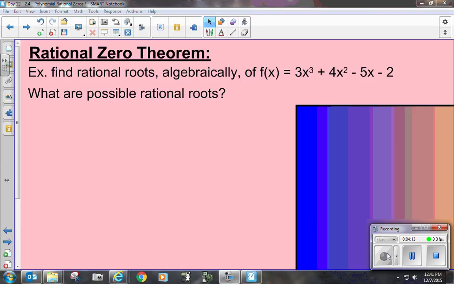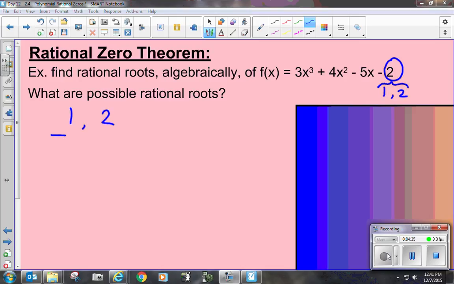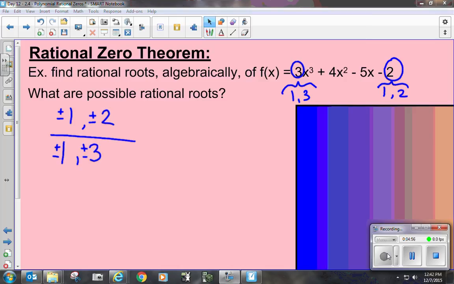Find rational roots algebraically of f of x equals 3x cubed plus 4x squared minus 5x minus 2. So what are the possible rational roots? All right? Well, I take the factors of my last term. The only thing that multiplies to give me 2 is 1 times 2. So I take 1 and 2, and they are on the top. Again, plus and minus, right? What are the possible rational roots? Well, it's the factors of the last term over the factors of the first term. And the only way we get to 3 is 1 times 3. So what are the possible roots?